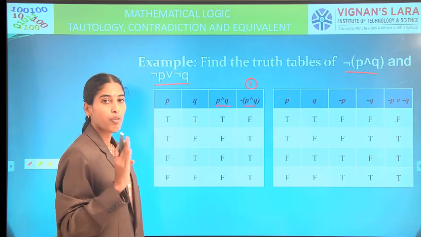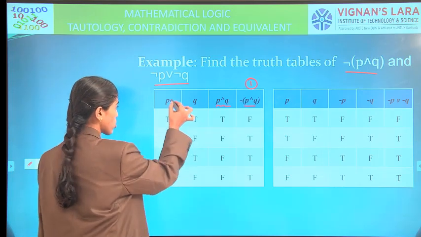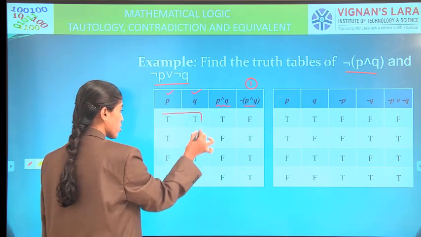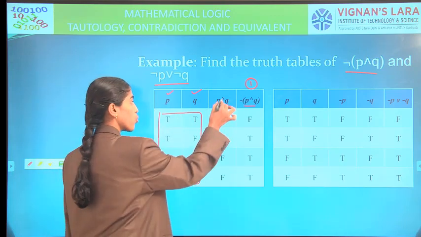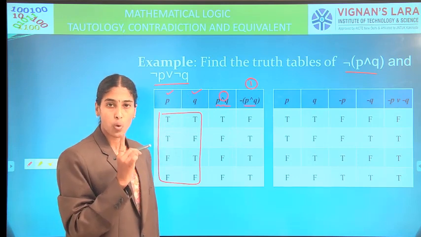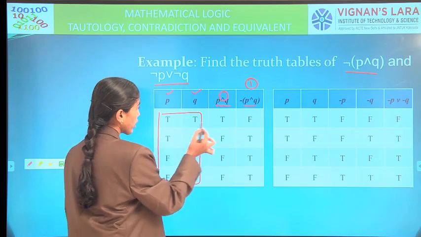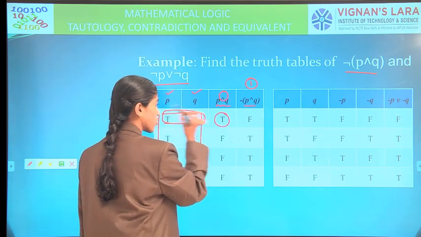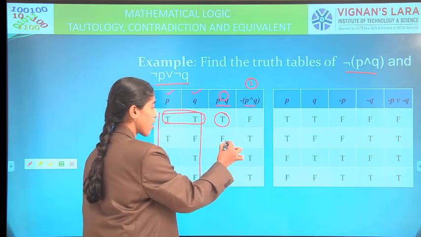So we calculate this P and Q, which involves two variables. So we have four possible combinations of truth values. First column P, second column Q, the four possible sets of truth values. P and Q, that is conjunction. Conjunction is true only in one case: if both are true, it is true. So in the first case it is true, and in the remaining three cases the values are false.